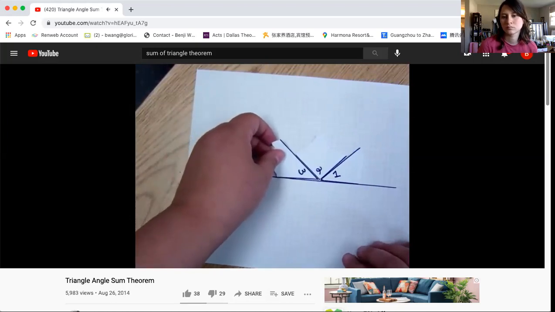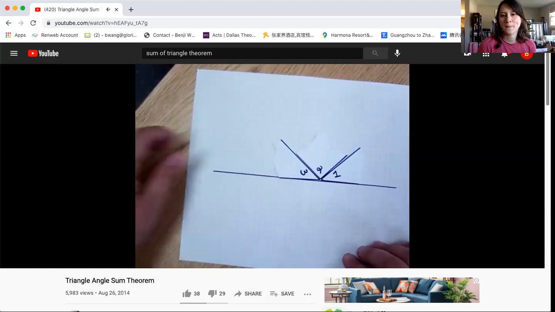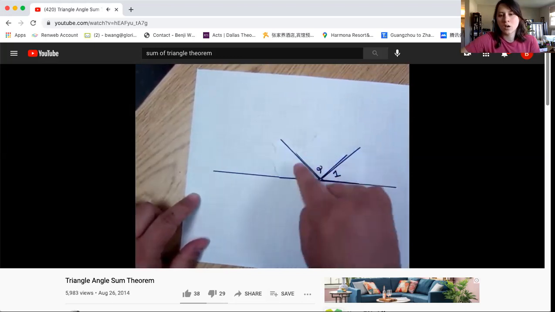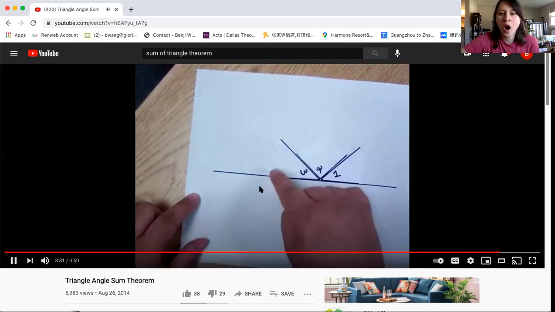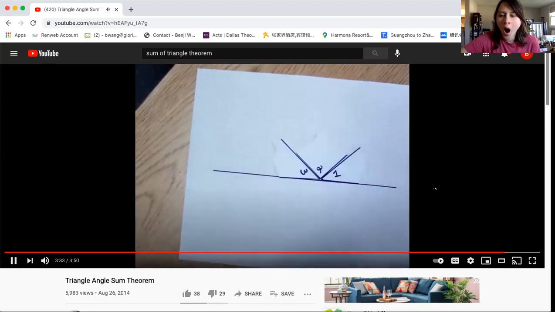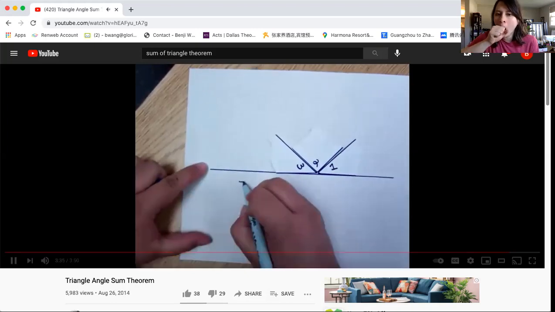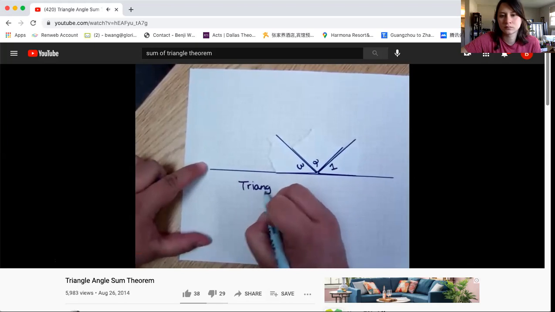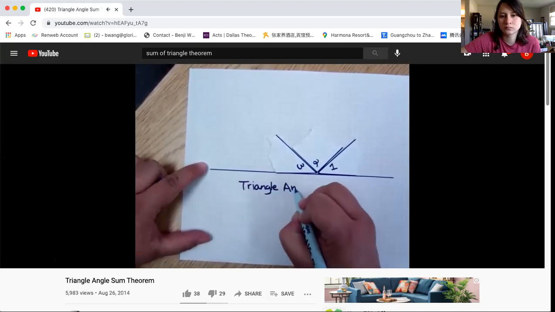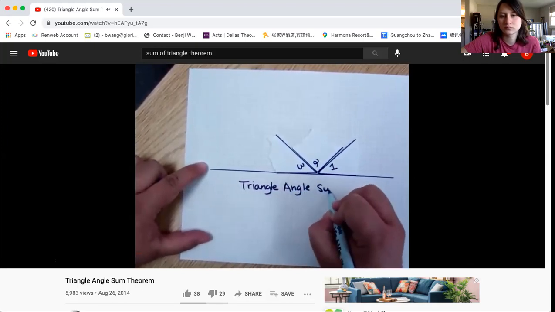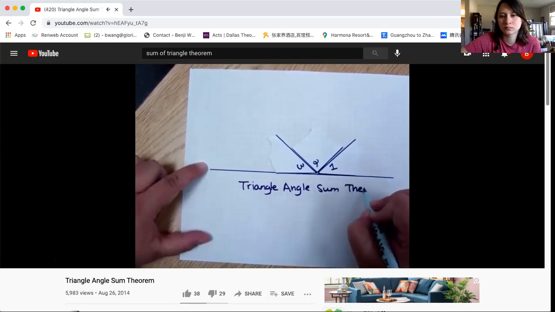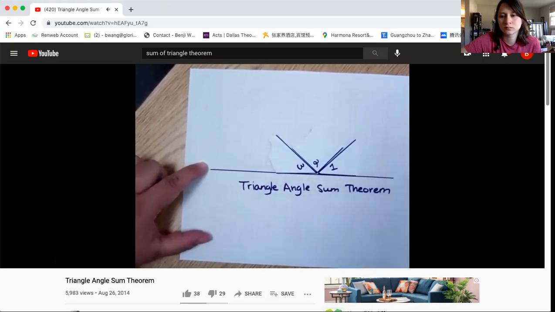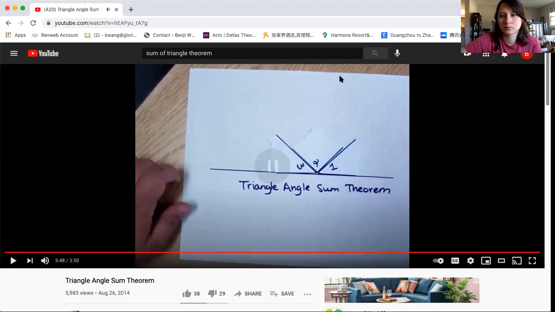They're going to take up all the space on one side of the line, which means they have to all add up to 180. So we have just proven the triangle angle sum theorem, or sometimes it's just called the triangle sum theorem. That the 3 angles of a triangle add up to 180.